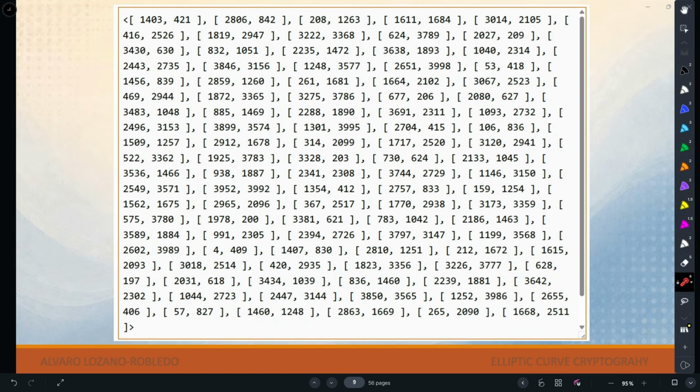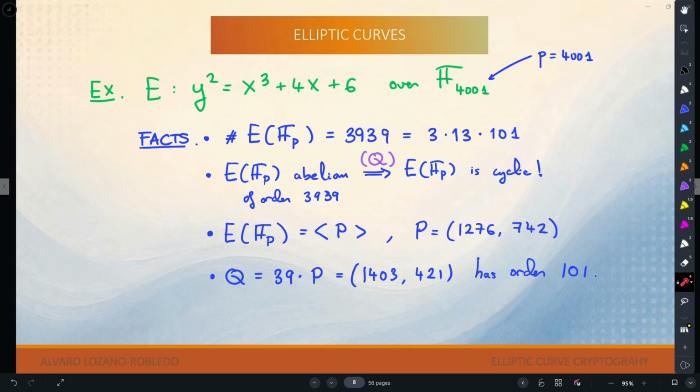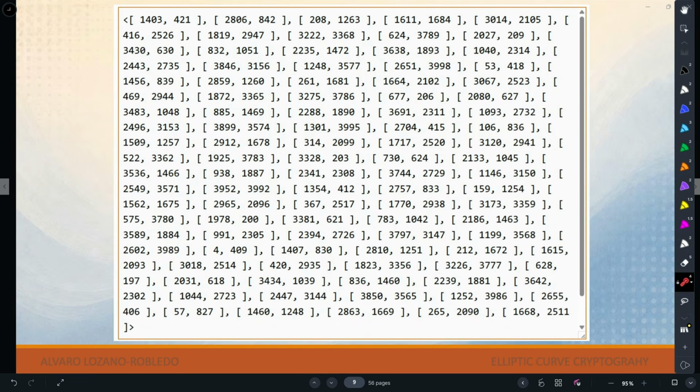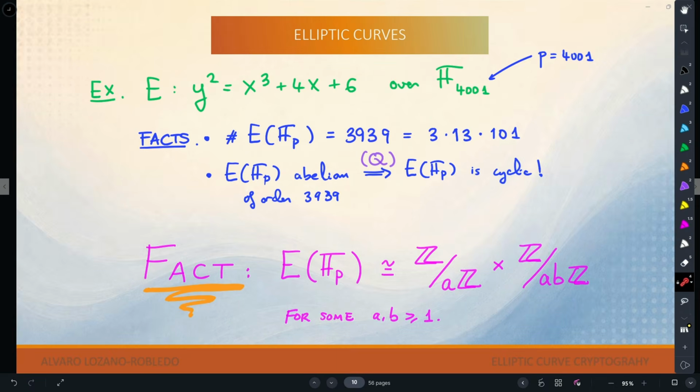But if you look at all the multiples of that point, I'm going to list here all 101 multiples. You can see again that it's very hard to predict what are going to be the coordinates of those points. It's hard to figure out what was the multiple of Q that gave me that point. And this is where the idea of using cryptography on elliptic curves comes from.